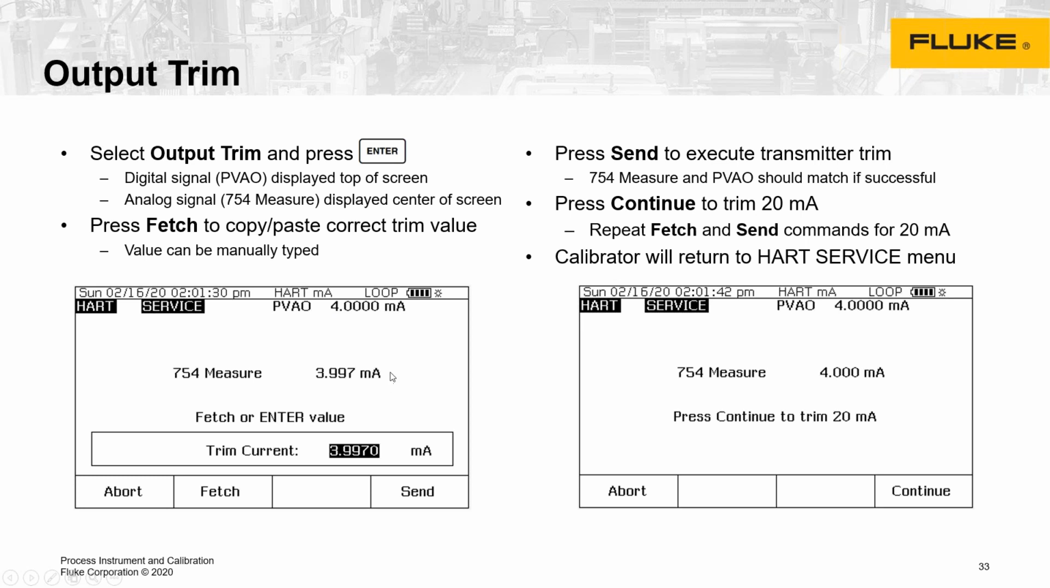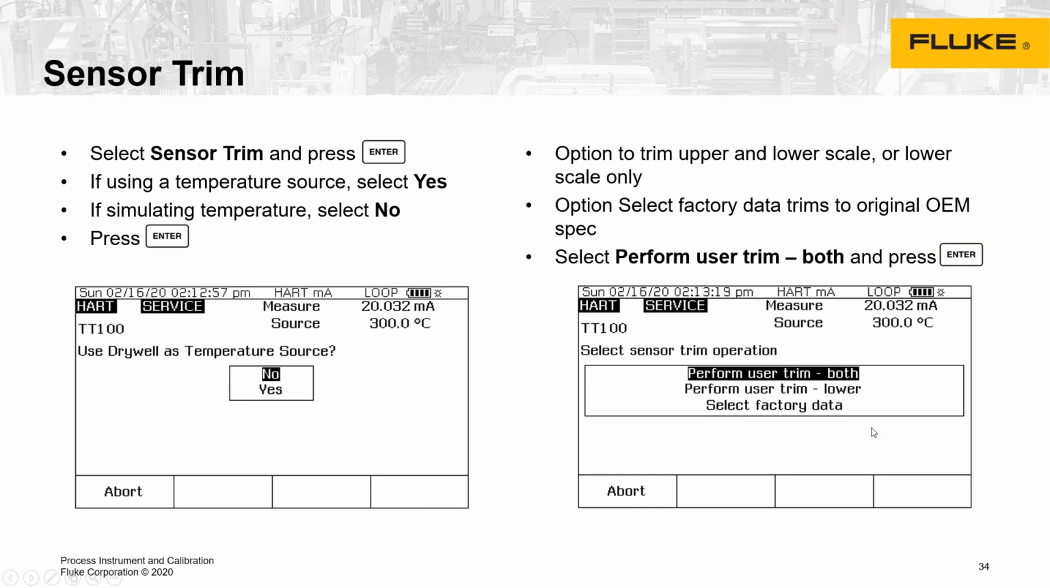And the 754 is able to measure the actual current input or output from the transmitter. Here you can see we're telling the transmitter to output 4 milliamps, and we're measuring 3.997, a very slight deviation. By hitting fetch and then send, we're grabbing the measured value, attaching it to the trim, sending that trim to the transmitter to make the adjustment. From then we move on to the 20 milliamp stage, where we're able to trim at the 20 milliamp stage.